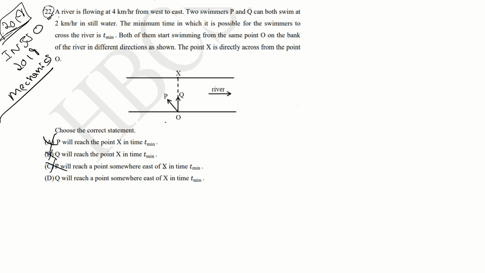It would be correct if it was written may reach somewhere east of x in time t minimum. But it's written will, so it's wrong. Q will reach a point somewhere east of x in time t minimum. This is correct. So we did one INJSO question.